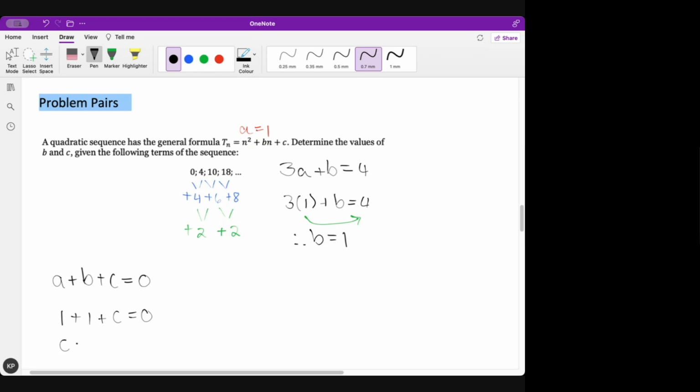Matiriso has solved it by inspection. It is 0 minus 1 minus 1. That means C is negative 2. I think this is pretty simple and straightforward. I think this is all good.